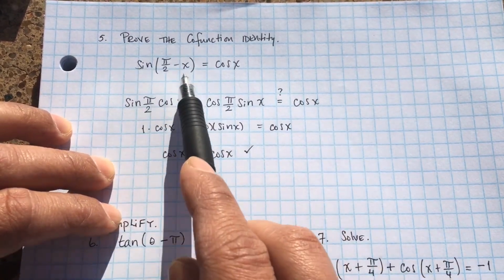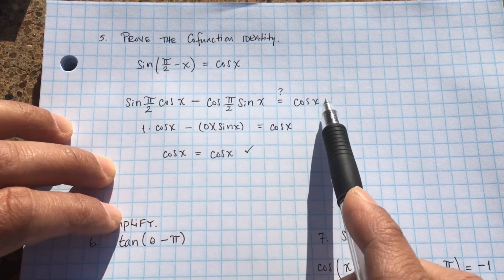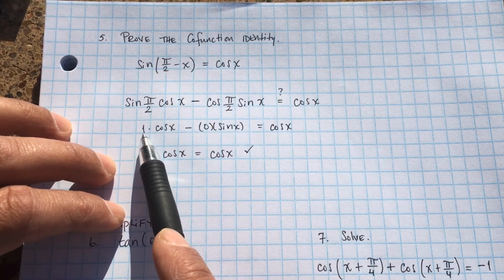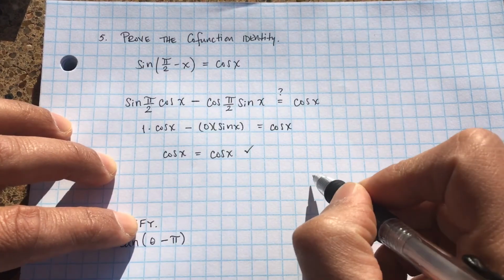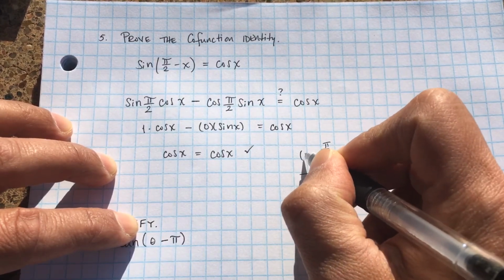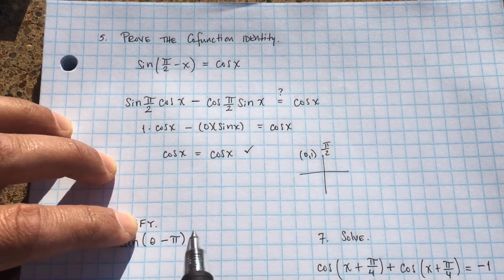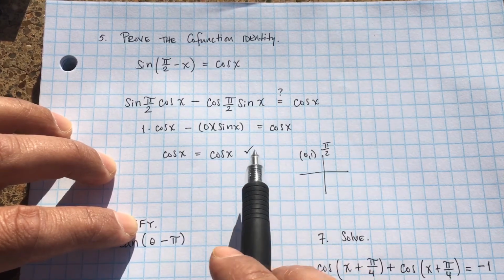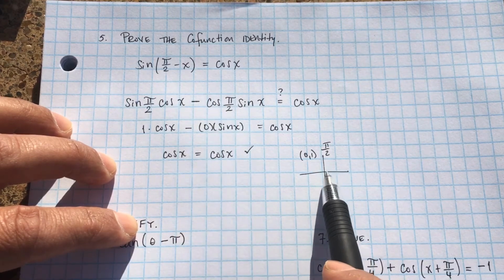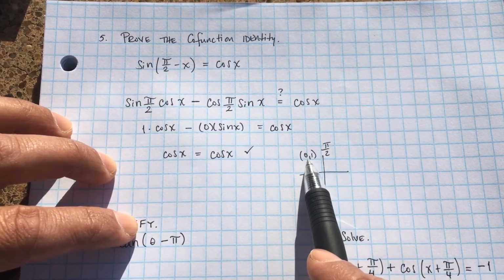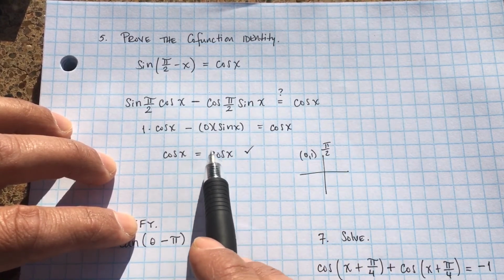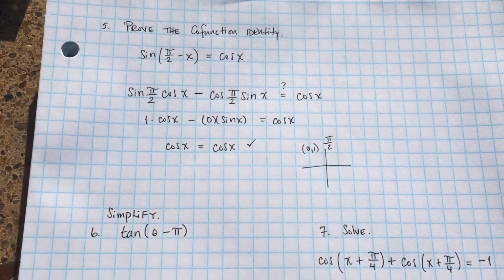All I did here is use my sum formula, and I want to verify if it gives you cosine of x. Well, sine of pi over 2 is actually 1. If you remember, pi over 2 is up here, and that point is (0, 1). Sine is 1. So it'll be 1 times cosine of x minus, what's the cosine of pi over 2? Pi over 2 is here, cosine is 0. That works pretty nicely because this becomes 0. And you can see it does verify.